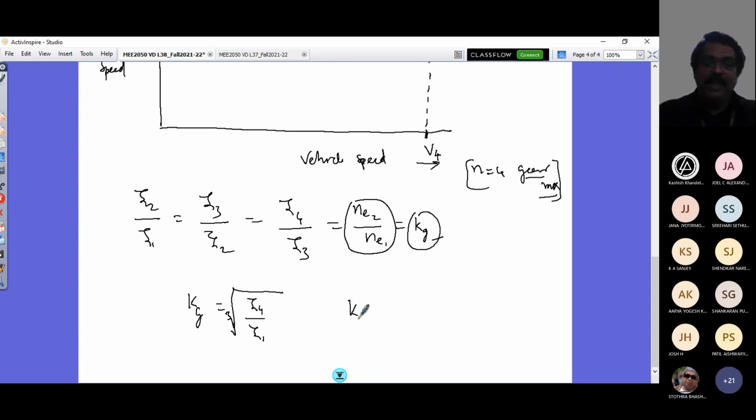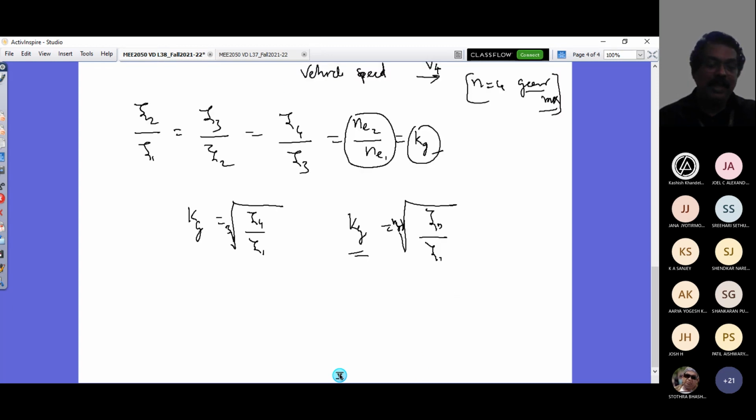I would have my kg obtained by the (n minus 1)th root of zeta n by zeta 1. So I will have these ratios written, and finally zeta n to zeta 1. How many ratios do I have? 4 gears with 3 ratios, 5 gears, 4 ratios. So the (n minus 1)th root of zeta n by zeta 1 would give me this speed ratio. So I can rewrite this, understanding once again.